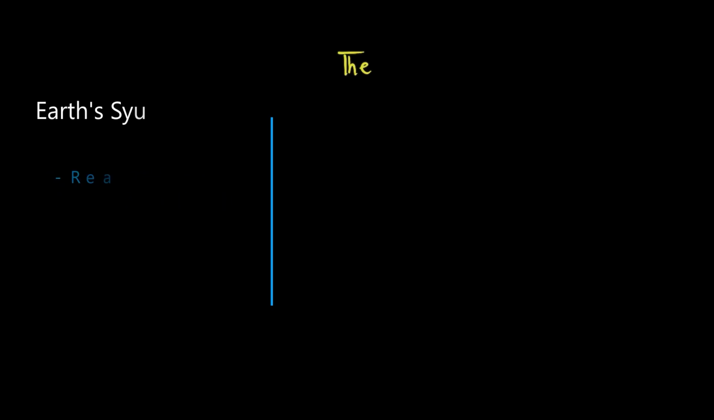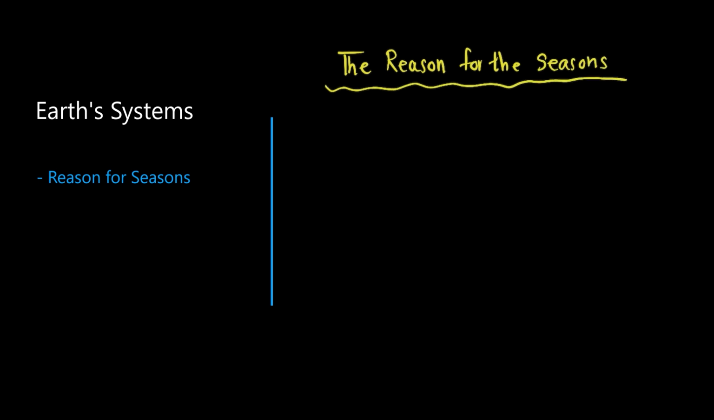Let's focus on our home planet, Earth. The regular cycle of seasons, warm summers and cold winters, is not caused by Earth's changing distance from the Sun. In fact, in the northern hemisphere, we are slightly closer to the Sun in winter. The real reason for the seasons is the tilt of Earth's axis of rotation, which is about 23.5 degrees.